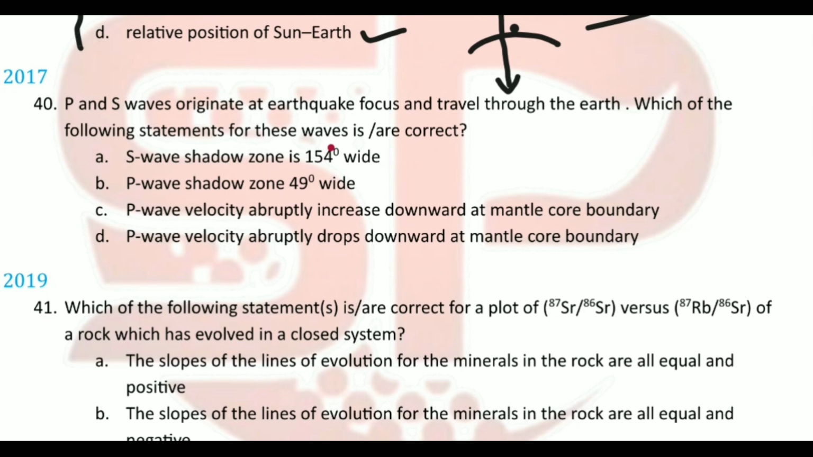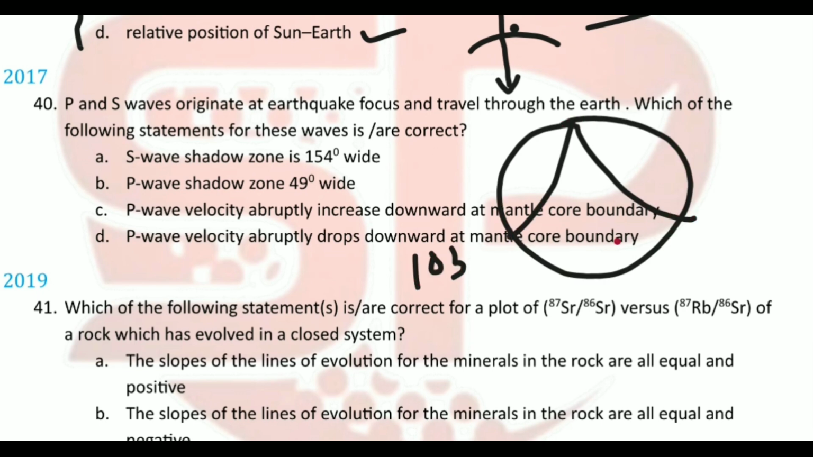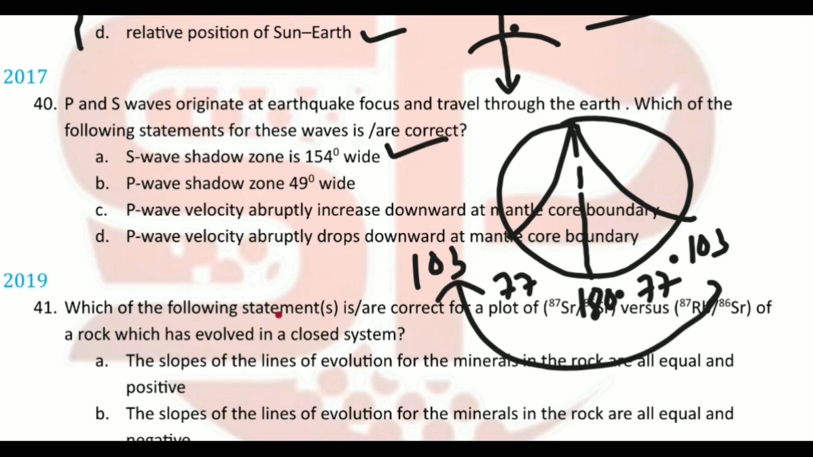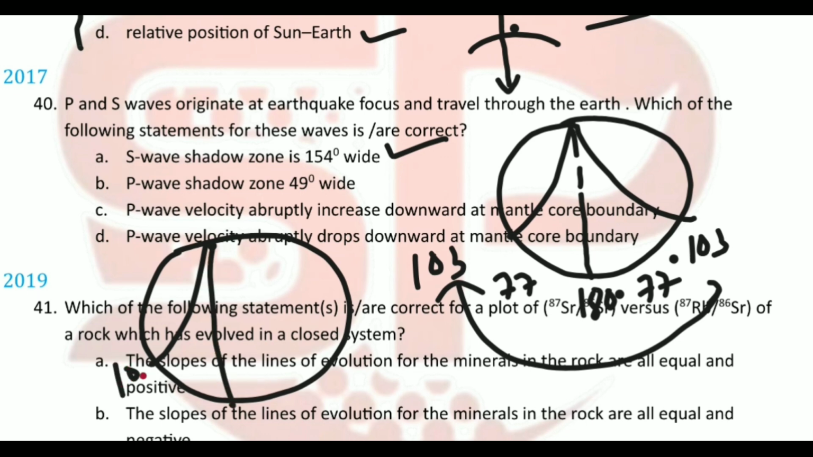The P and S waves originate at the earthquake focus and travel through the earth. Which one of the following statements is true? S wave shadow zone is 154 degrees wide. The S wave shadow zone is from 103 to 180, so 77. From this point to this point is also 77. So the total width will be 154. Similarly, you can calculate the P wave shadow zone, from 103 to 143, so it will be approximately 40 degrees.